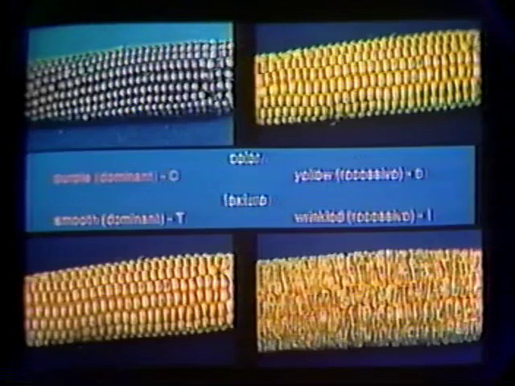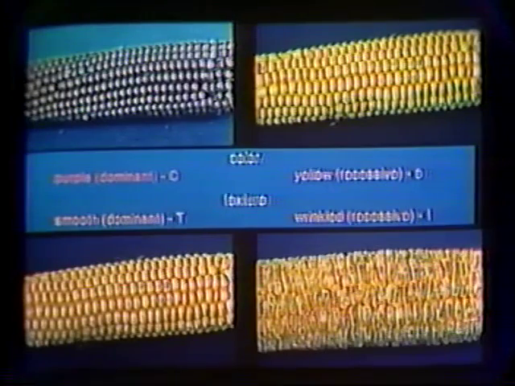The purple color is dominant, and so will be labeled with a large C. Yellow is recessive, and so will be labeled small c. Another pair of genes on another pair of chromosomes determines whether the kernels will have a smooth surface texture or a wrinkled texture. The smooth texture is dominant, and so is labeled large T. Wrinkled is recessive, and so is labeled small t. Again, scientists use a more complex labeling system than this one.